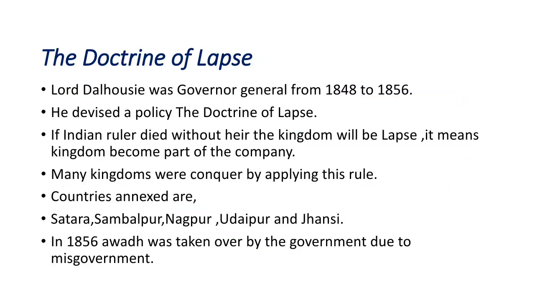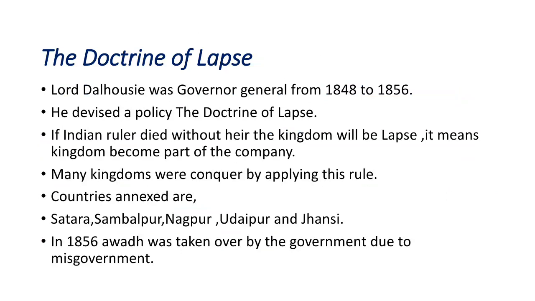So by applying this policy, they annexed many kingdoms. What are the example kingdoms? Satara, Sambalpur, Nagpur, Udaipur, Jhansi. These are the kingdoms they started to annex without any fight, without any battle, only by applying a policy, that is the doctrine of lapse. And in 1856, they had already conquered half of Awadh.